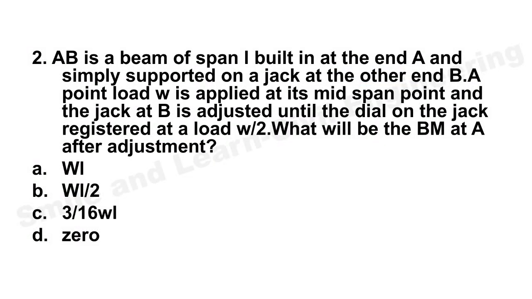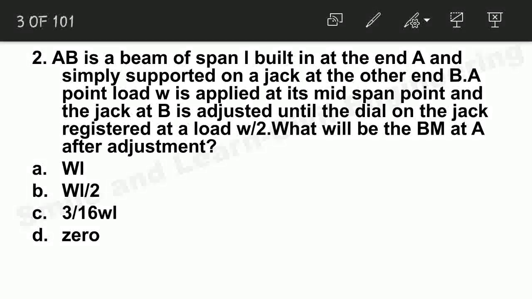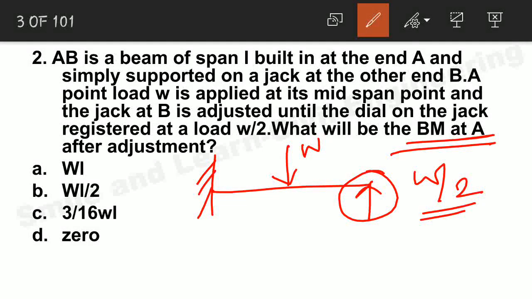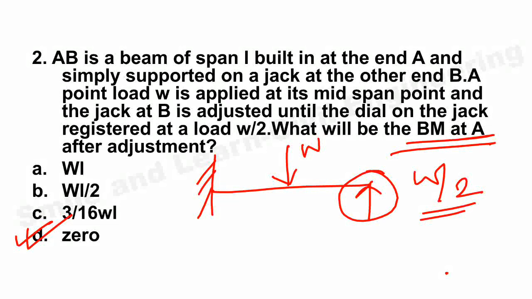AB is a beam of span L built in at end A and simply supported on a jack at the other end B. Again a propped one. A point load W is applied at mid span and the jack at B is adjusted until the dial on the jack registers a load W by 2. When will this come as W by 2? When the bending moment at A will be equal to 0. This is just a common notation we all know. So option D will be the correct answer.